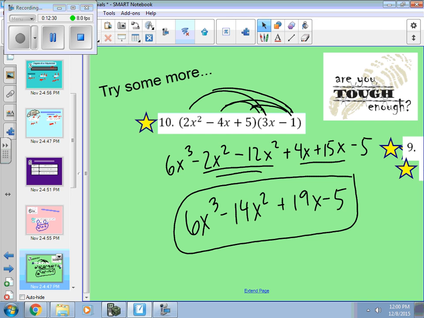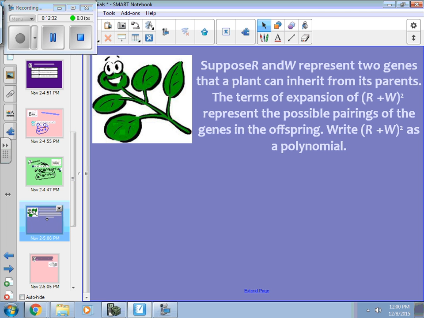All right. Some things where this might show up in biology. One thing that you talk about is how you get your genes and how you get your traits from your parents. Here it says, suppose R and W represent 2 genes that a plant can inherit from its parents. The terms of the expansion of R plus W squared represent the possible pairings of the genes in the offspring. Write R plus W squared as a polynomial. Okay, so we want to write this out, R plus W squared.